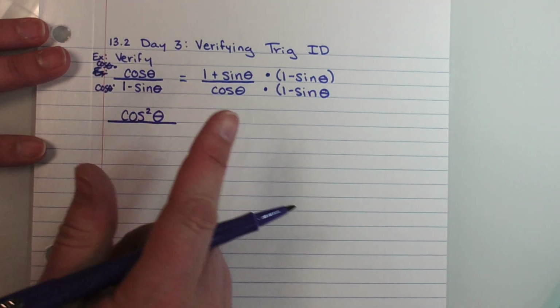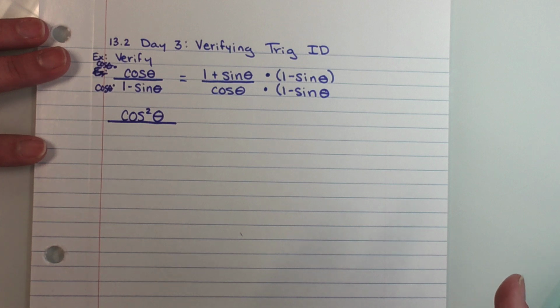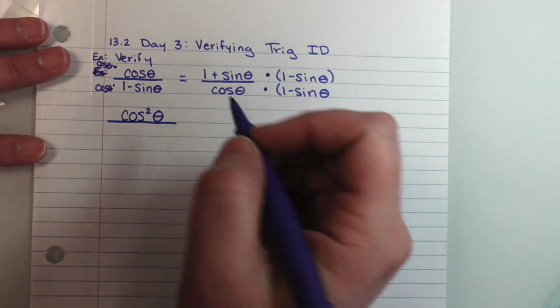I would distribute it, or I would leave it in its factored form. Which would you prefer? I'm hearing about 50-50 distributed or factored. I personally think it's less writing to write the factored form.